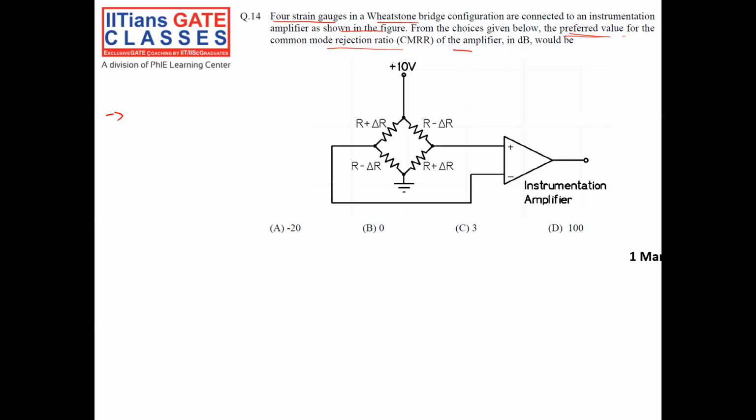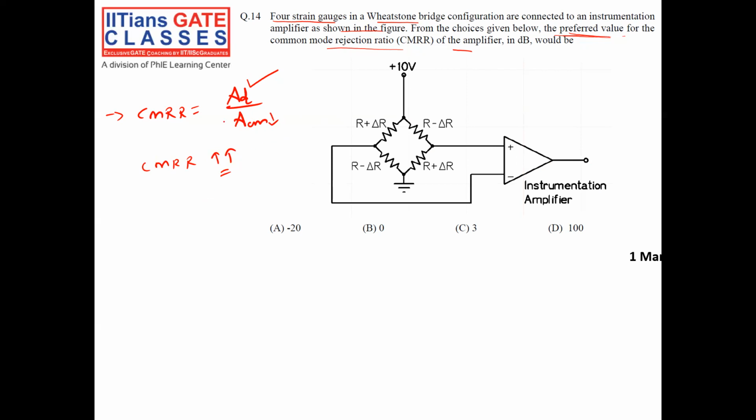You have to tell from your logic what it should be, because it is asking the preferred value. What is your preference? We need not compute that value. You have to tell most likely what should be the CMRR. You know CMRR is nothing but the ratio between the differential gain and the common mode gain. In an amplifier, I want the differential gain to be very high and the common mode gain very low. So what I want is CMRR should be very high.